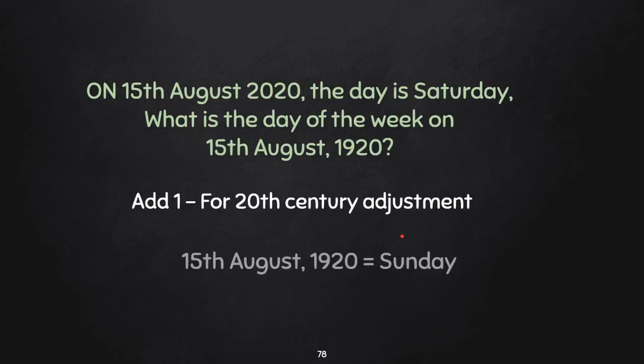So on 15th August 1920, we get the day of the week as Sunday, which is exactly one day later than the current year's Saturday. Let's take one more example.